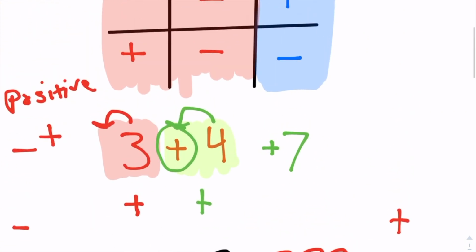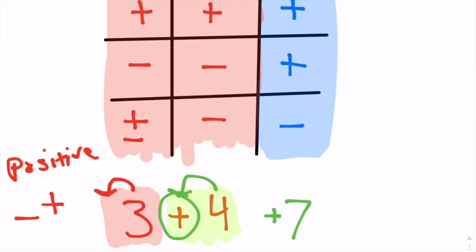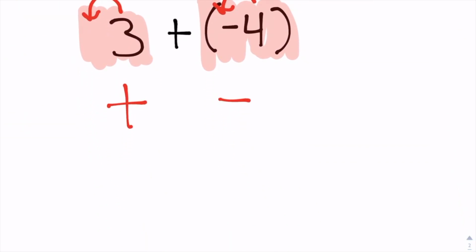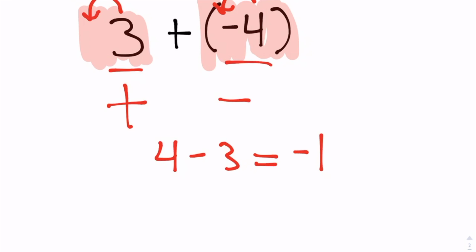So a positive and a negative tells me I'm going to subtract. So I'm going to subtract those two numbers, and I'm going to subtract the small number from the big number. So 4 minus 3 gives me 1. Now again, I'm going to look at my numbers here. I have a 3 and I have a 4. 4 is my bigger number. It does have a negative, so my answer has to carry the negative. Our answer is negative 1.